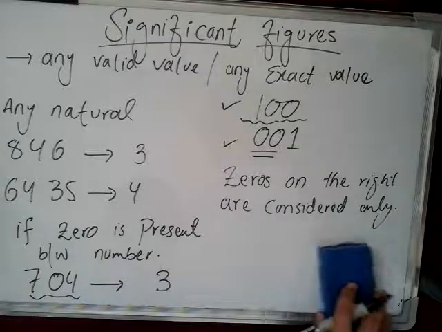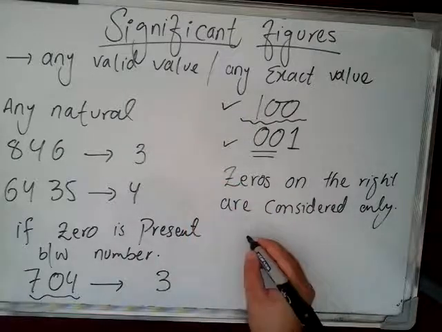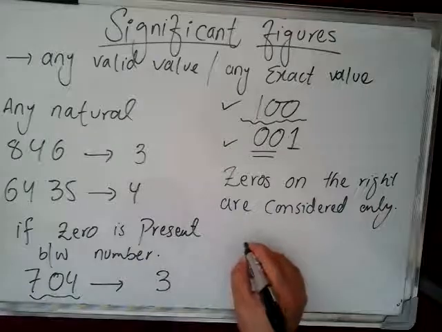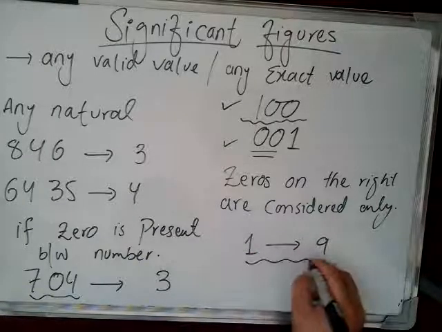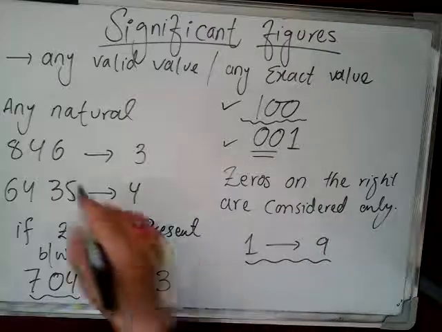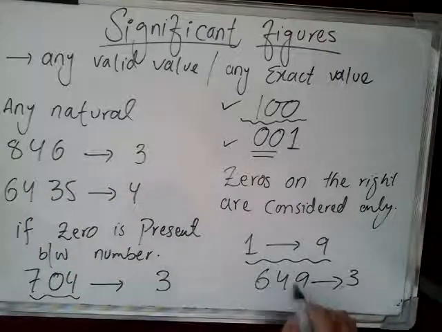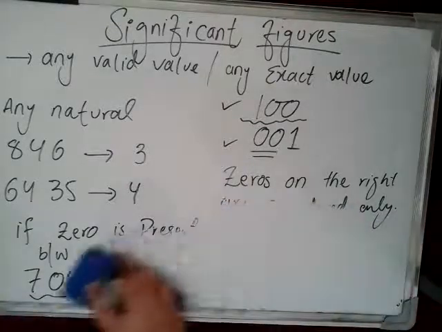Now keep in mind that when we are writing significant figures, basically from 1 up to 9, we will consider. For example, here I told you as well that 6493 has 4 significant figures. So in this way we can find significant figures of numbers.